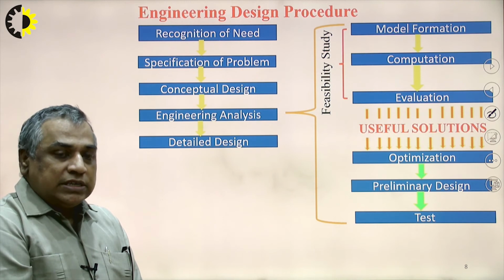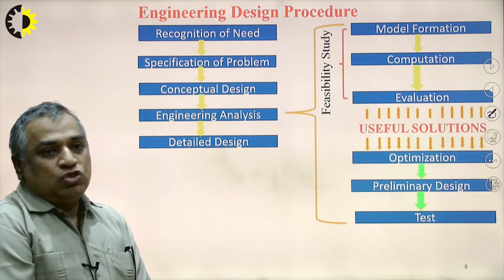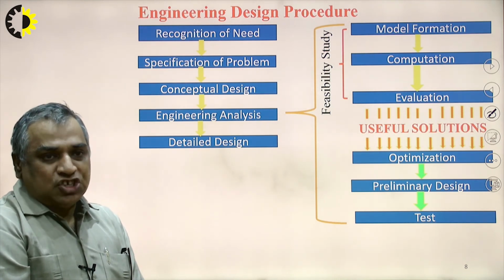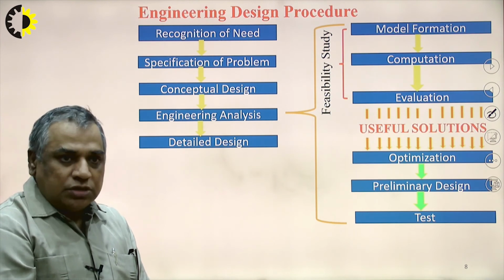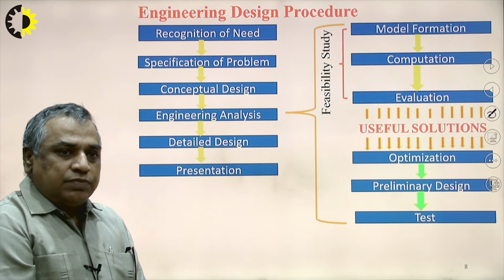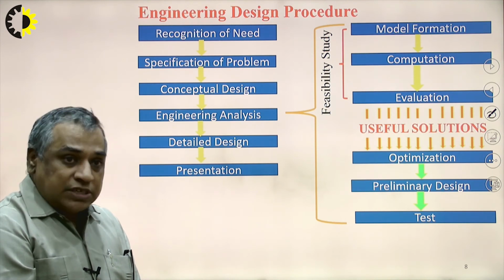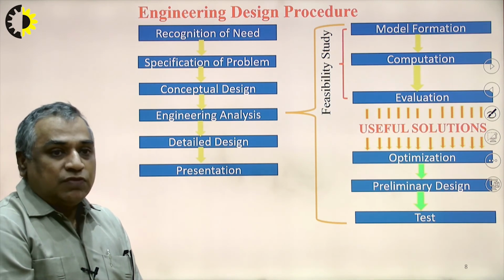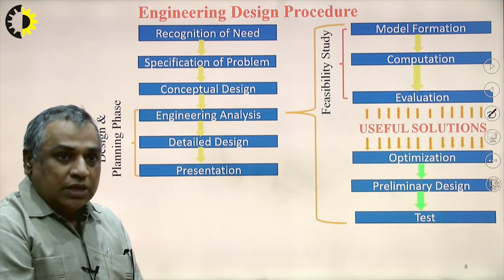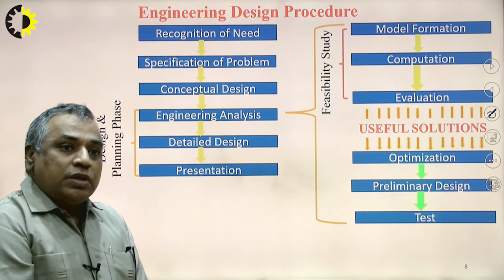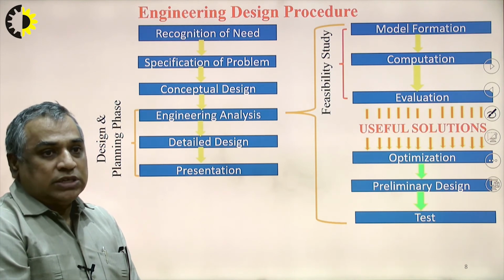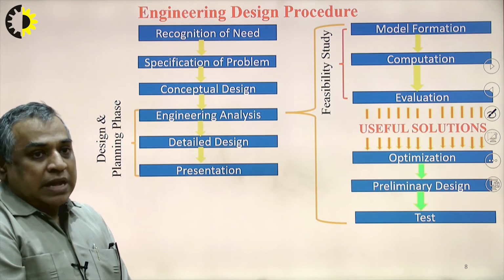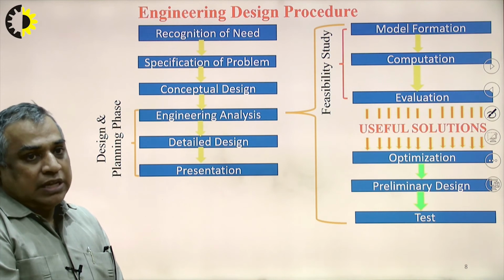Next is the detailed design. Detailed design includes various drawings and the manufacturing requirements, manufacturing information for the product. After that, we will present this design in front of the competent authority to permit the production. So this engineering analysis, detailed design and presentation together is known as the design planning phase. This is called the design planning phase.